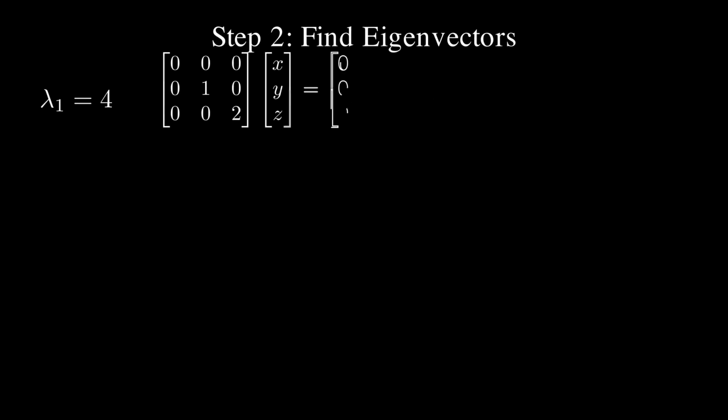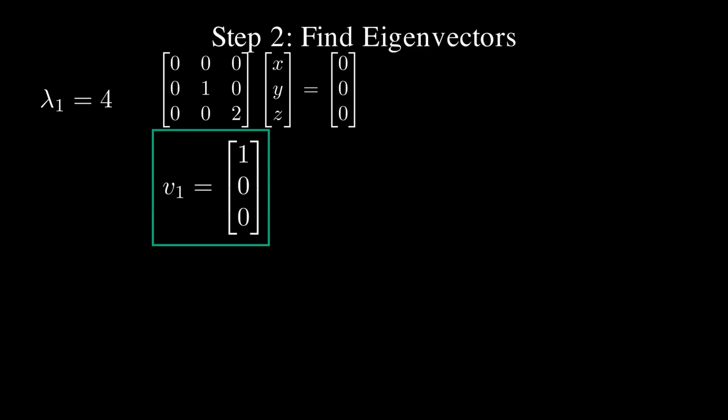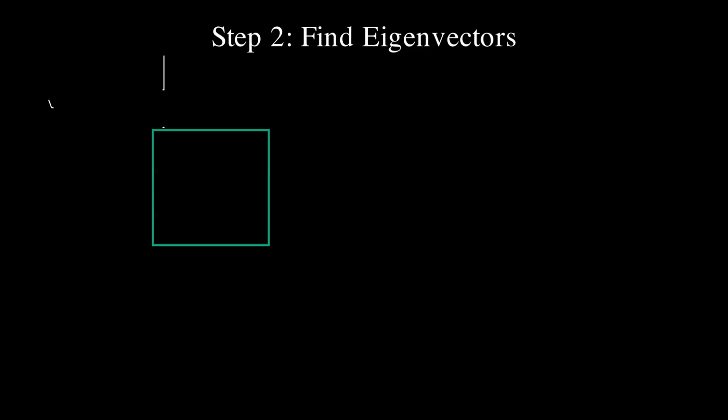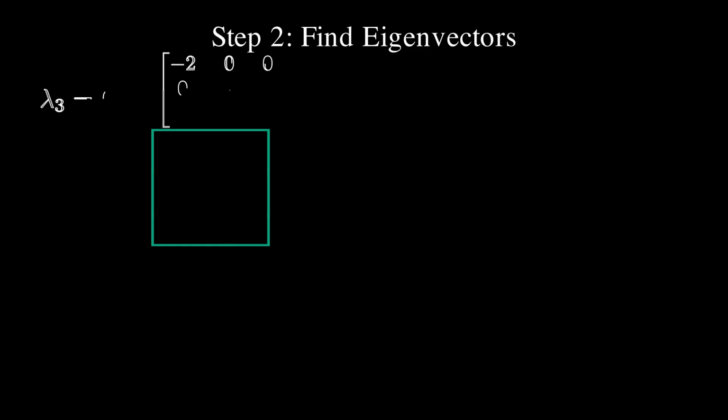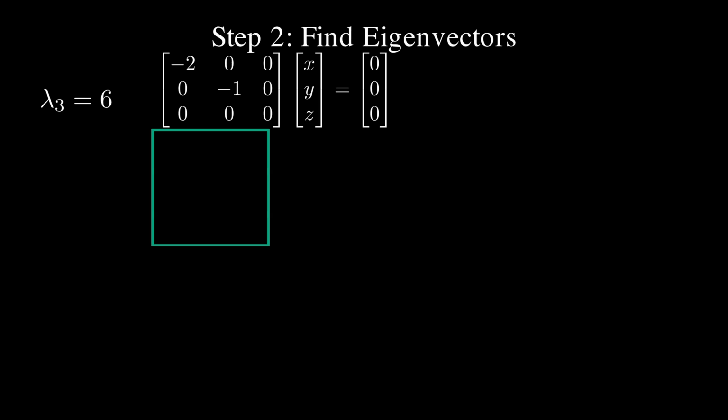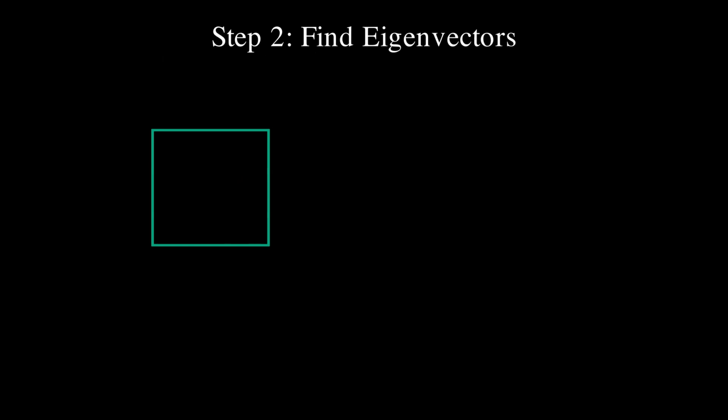Start with lambda equals 4. This system forces y and z to be 0, x is free. Choose x equal to 1. Now for lambda equals 5. x and z must be 0, y is free. Set y equal to 1. Lastly, lambda equals 6. This time, x and y must be 0, and z is free. We pick z equals 1. And that's how you solve for eigenvalues and eigenvectors.